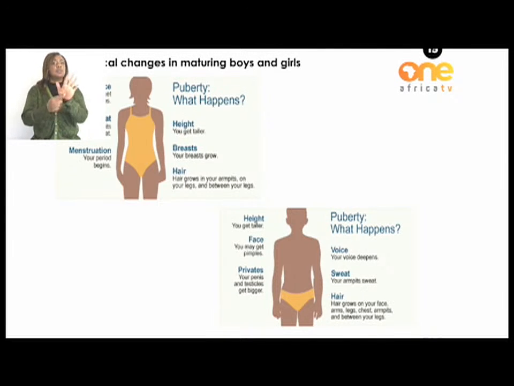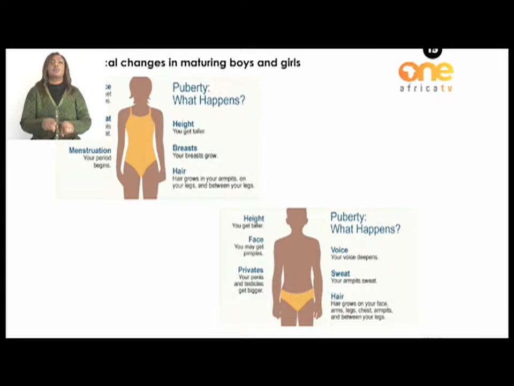What happens to girls during puberty? Chanel, are you with me? Good. Let's look at the face. You may get pimples or acne. Sweat, you experience sweat under your armpits. Menstruation or periods begins. Height, you get taller. Breast, the breast will grow or develop. Hair, you will grow hair in your armpits, on your legs, and also on your private parts.